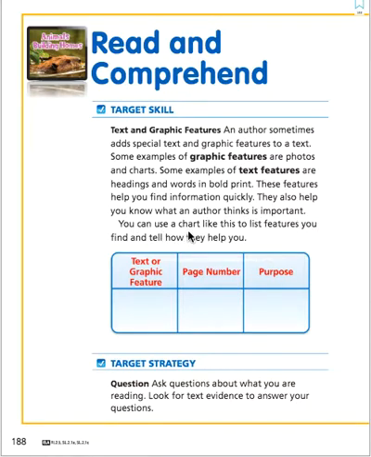You can use a chart like this to list features you find and tell how they help you. So text and graphic features often appear in informational text.